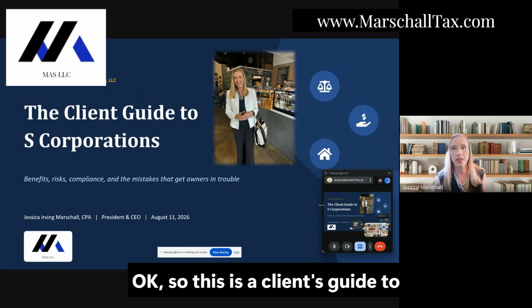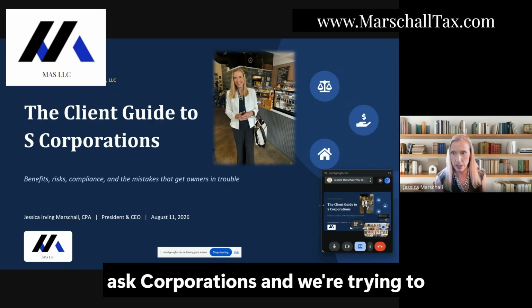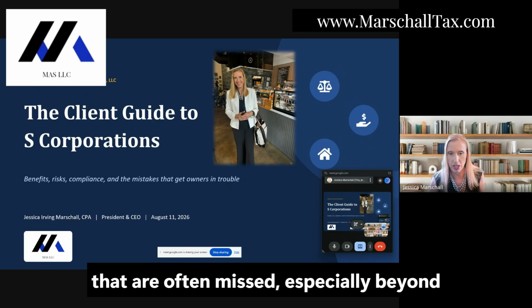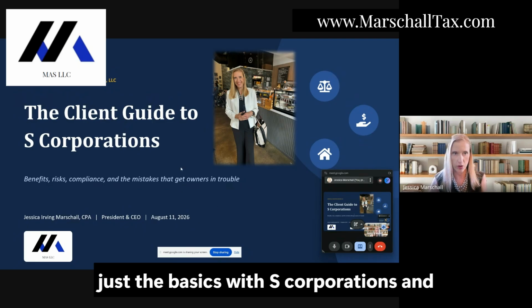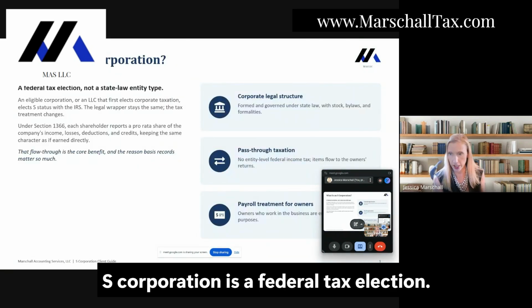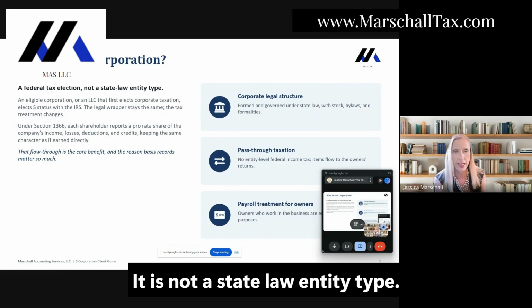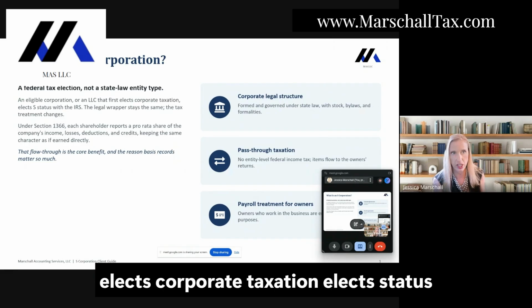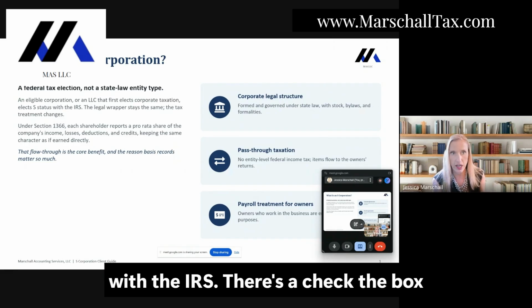Okay, so this is a client's guide to S corporations, and we're trying to cover some of the more hot button issues that are often missed, especially beyond just the basics with S corporations and the S election. So an S corporation is a federal tax election. It is not a state law entity type. An eligible corporation or LLC that elects corporate taxation elects S status with the IRS.